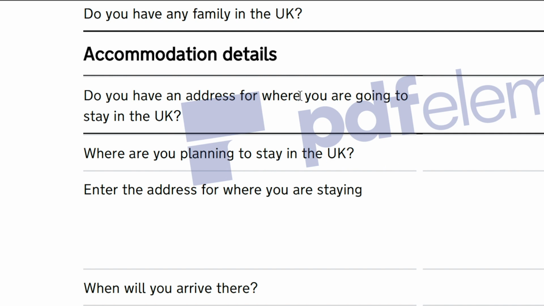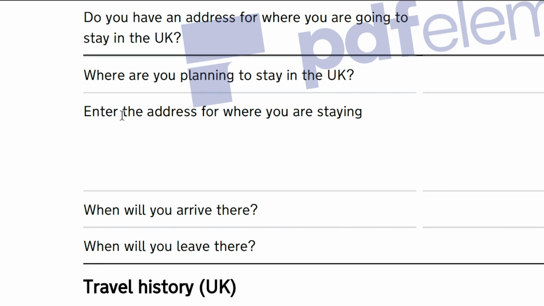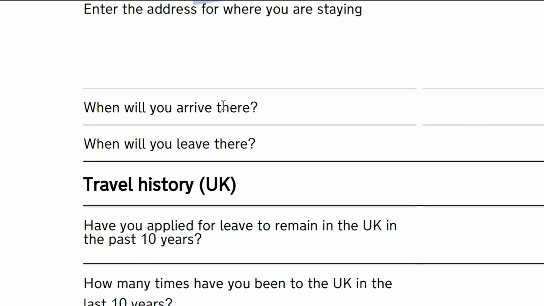Do you have an address for where you are going to stay in the UK? Where are you planning to stay in the UK? Enter the address for where you are staying. When will you arrive there? When will you leave there?